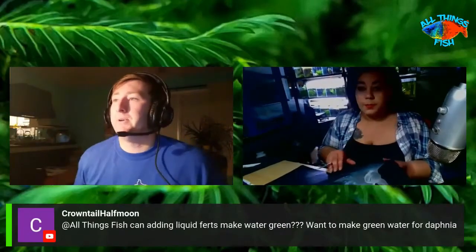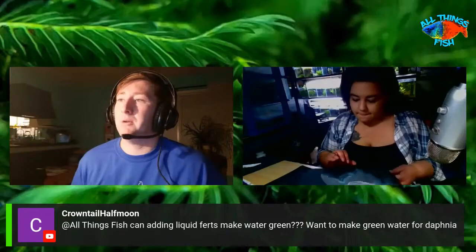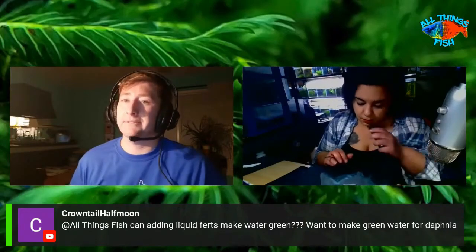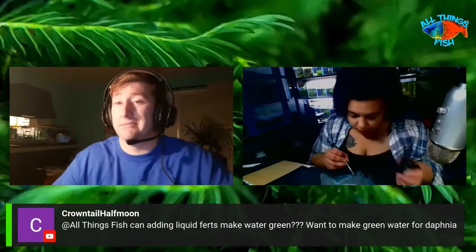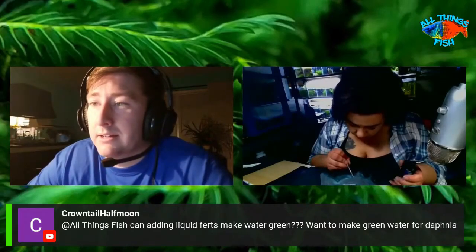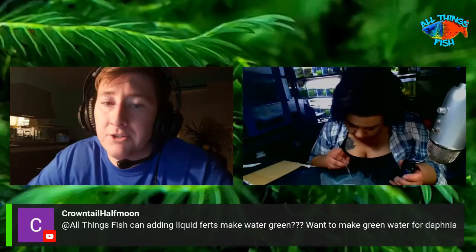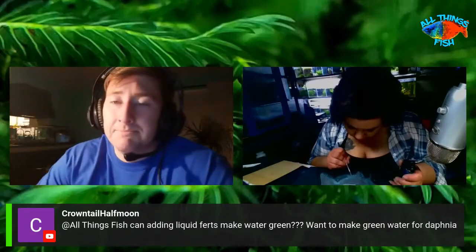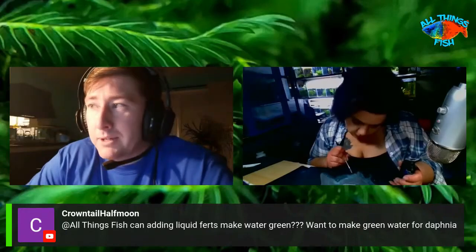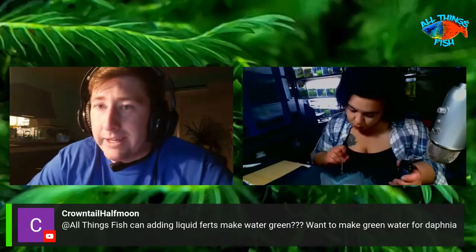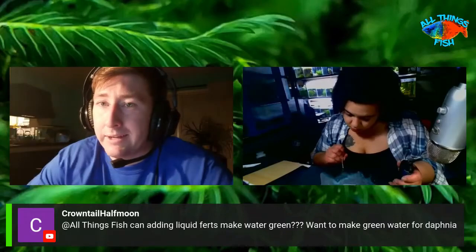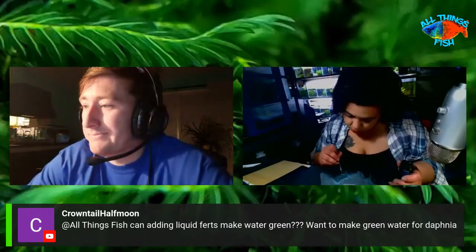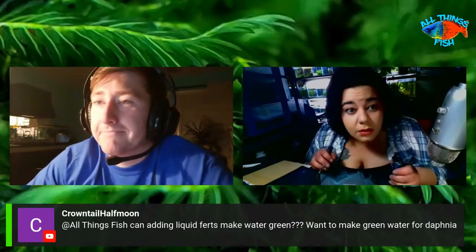Crowntail Half Moon asked, can adding liquid ferts make water green? Wants to make green water for Daphnia. Yeah, definitely. For green water myself, I generally blanch some broccoli and just let it sit in a tank, and that releases nutrients and eventually it turns to green water. You said broccoli? I use broccoli. Yep. And that works? Yeah.